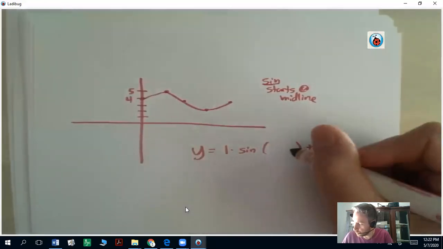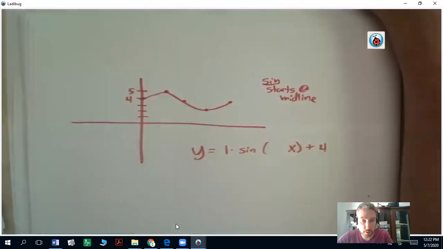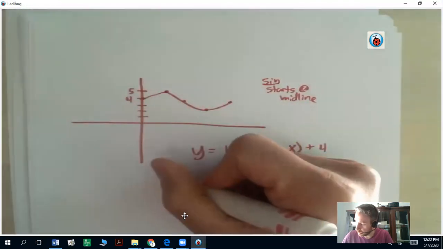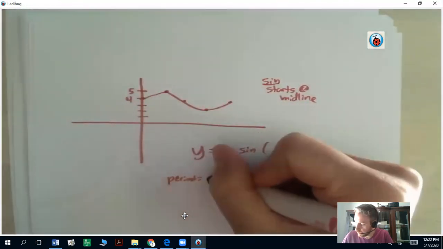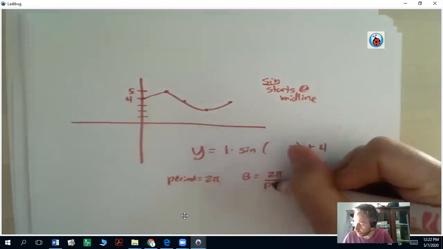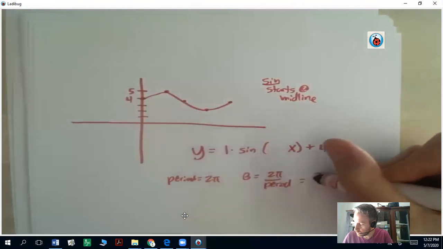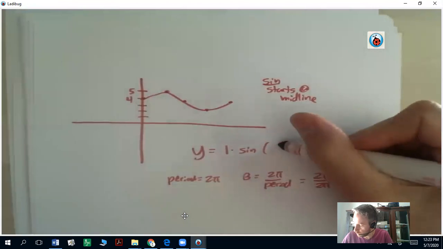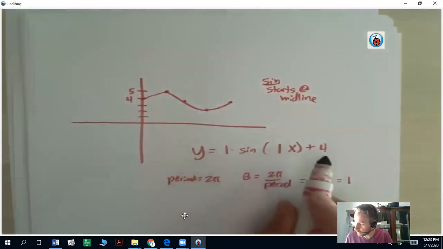So what's going to be that number with the x? Let's look at the period. So at the midline, it goes up, back down, down, back up, and it ends right here at the midline again, and that's going to be at 2 pi. So period is 2 pi, b is 2 pi over the period. 2 pi divided by 2 pi is equal to 1. So 1 sine 1x plus 4.